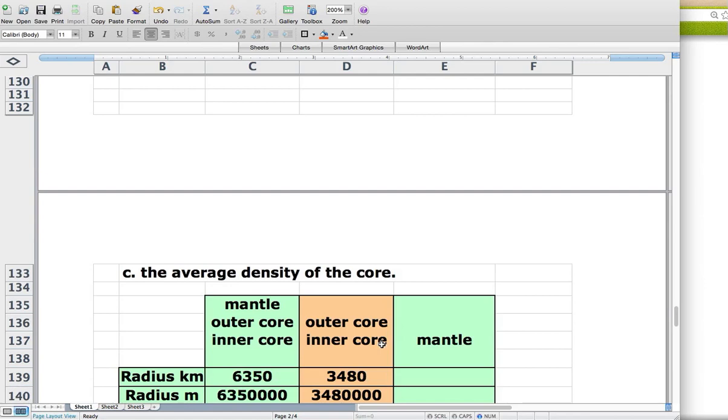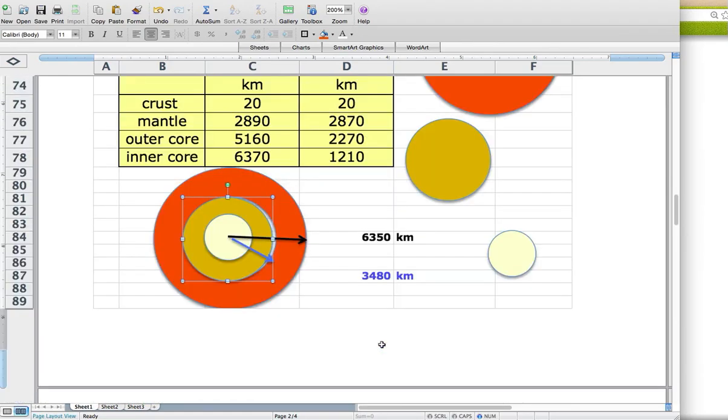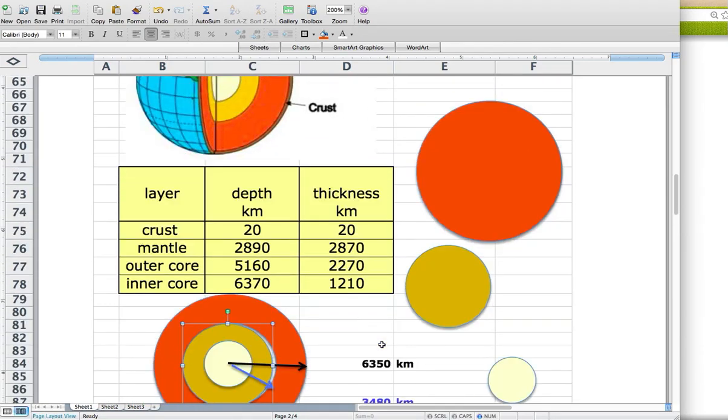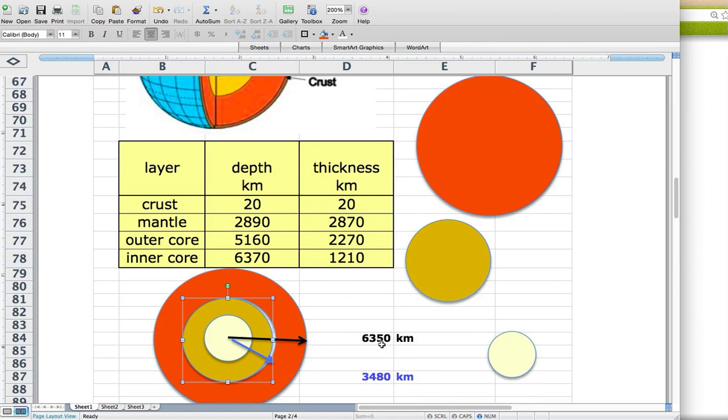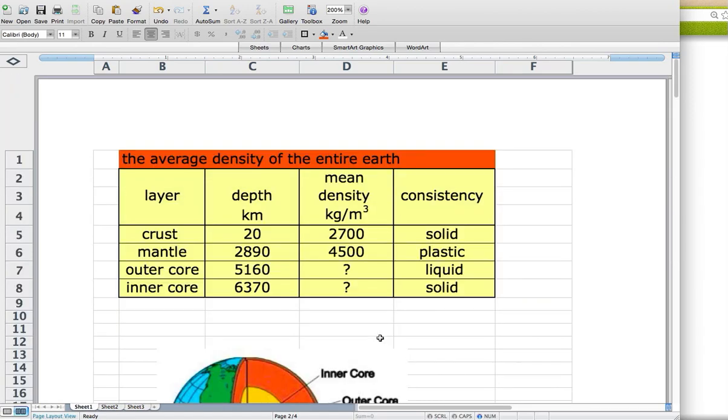Okay, then the last question was the average density of the core. Well, it comes back to the same type of question. How do we figure out the average density of the core? If I go back to my original information here, we don't have the density. That's what we're looking for. However, if we can figure out the mass of the core, we have the volumes, and we can then backtrack.